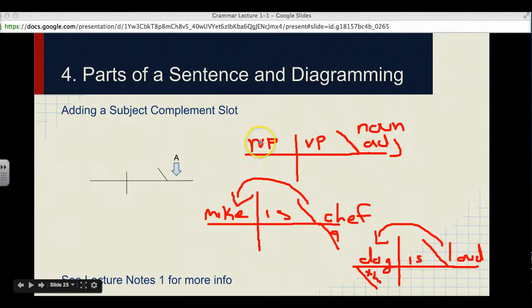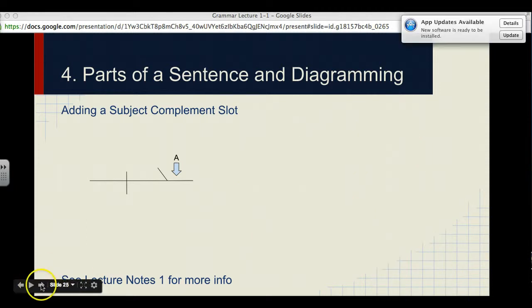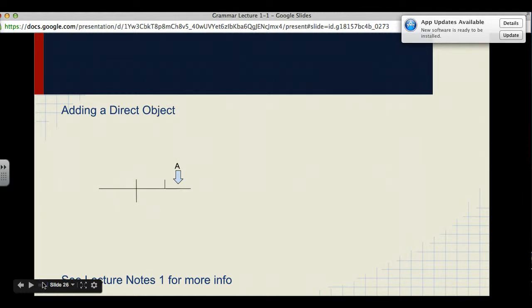Again, we're going to have our noun phrase and verb phrase, the same requirements we had for our simple sentence. But then we're going to add in this subject complement slot and fill it with either a noun or an adjective. And the last type of sentence we're going to look at for this Lecture 1 series is a sentence with a direct object. So we can see that this is kind of similar to the subject complement slot, although there are some very important differences that we need to recognize.